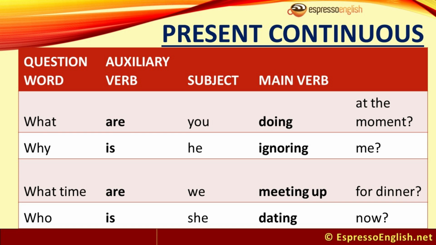Let's turn our attention to the present continuous. What, that's the question word. Are, that's the auxiliary verb. You, that's the subject. Doing, that's the main verb. What are you doing at the moment? Why is he ignoring me? What time are we meeting up for dinner? Who is she dating now? So in the present continuous, the auxiliary verb is are for the subjects you, we, and they, is for subjects he, she, and it, or am for the subject I. And you can see that the main verb is in the ing form.